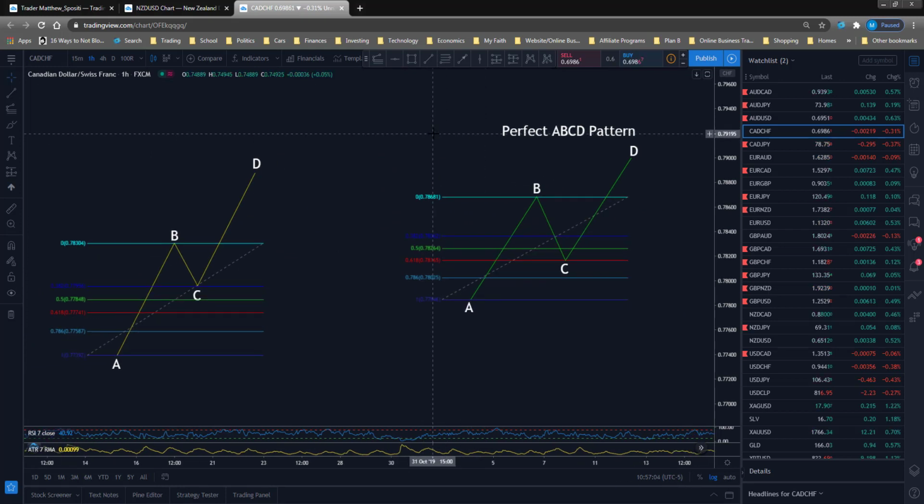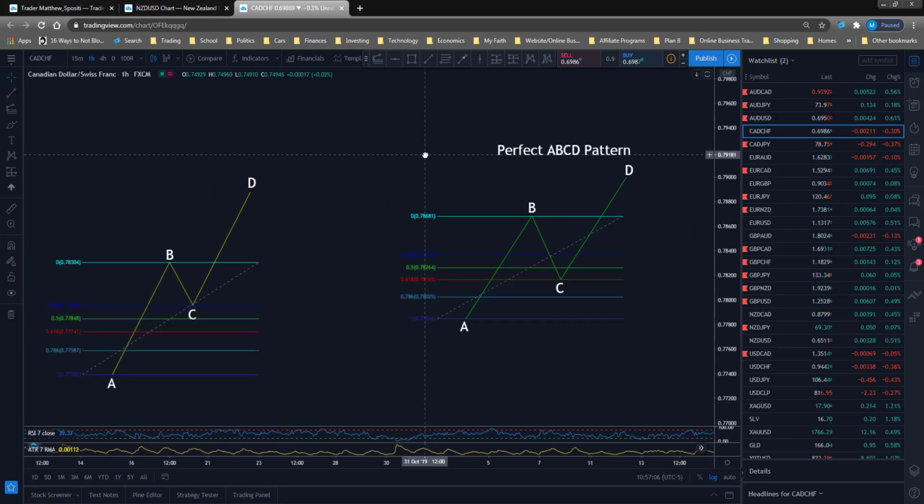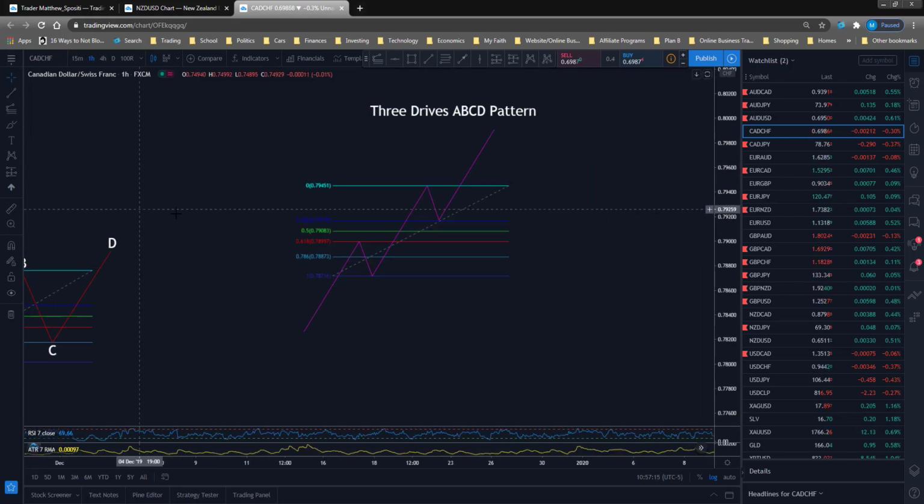Most people, I don't know if they would classify them as two drives. You could classify them as such, but you don't have to. Basically, it's just an ABCD pattern. That's all you got to know. But with regards to this, this is a 3 drives ABCD pattern. You can absolutely have this, so it's really important to understand that. And these are great strategies and patterns that you could probably use in your trading as well.